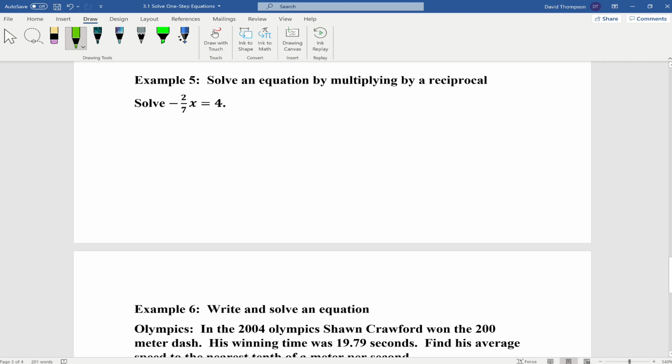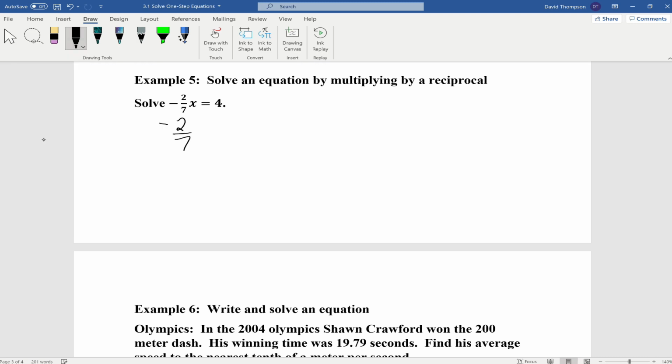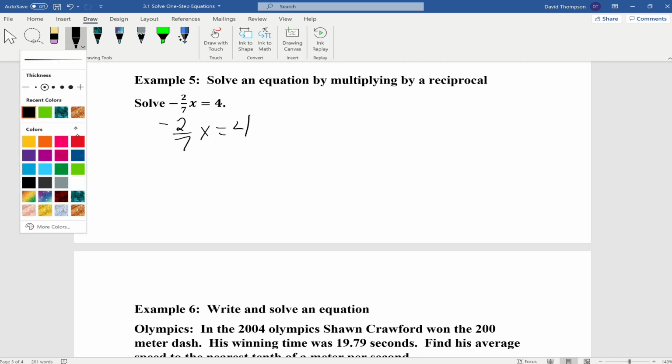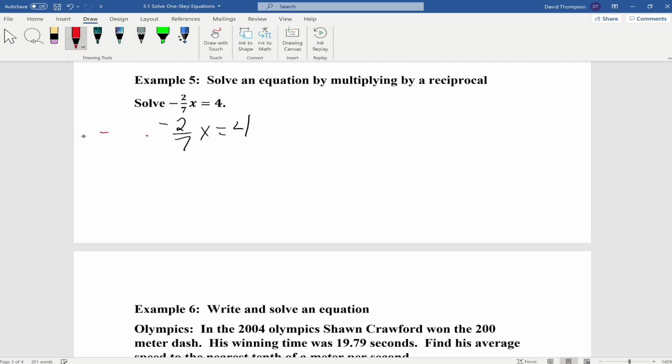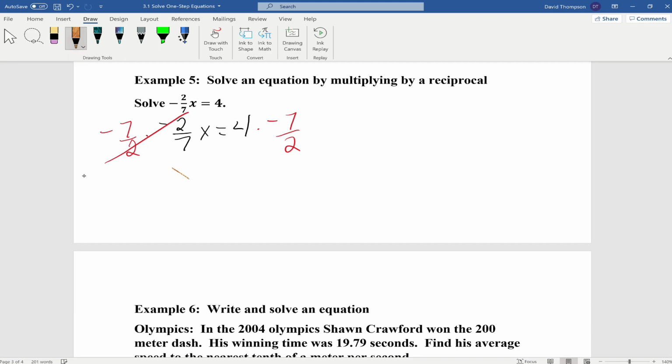Example 5. Solve an equation by multiplying by the reciprocal. We're being asked to solve negative 2/7 x equals 4. Again, first step is just rewrite the original equation. Recall the reciprocal of a number is just you flip the fraction. So we're going to multiply both sides by negative 7 halves. The left side cancels. So we'll be left with x equals 4 times negative 7 halves.